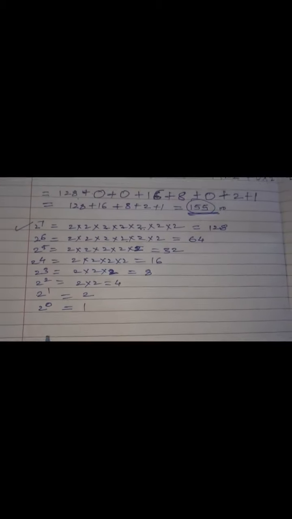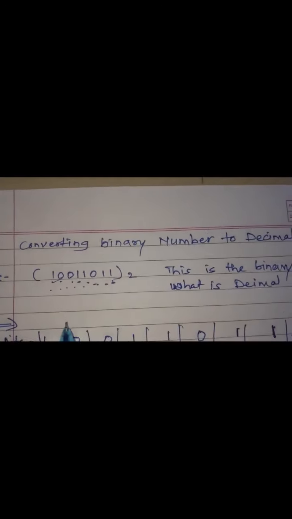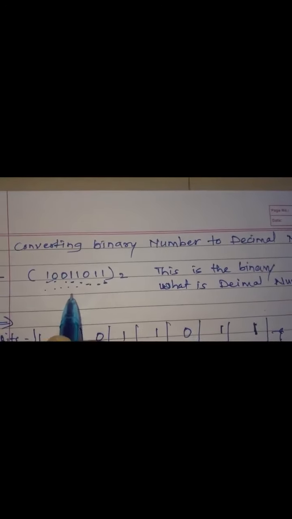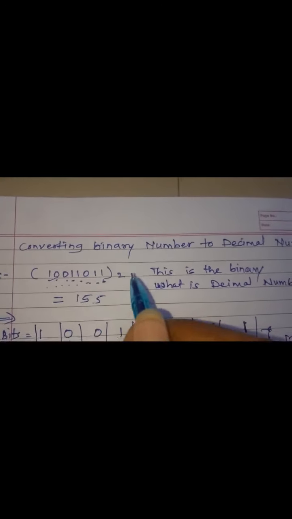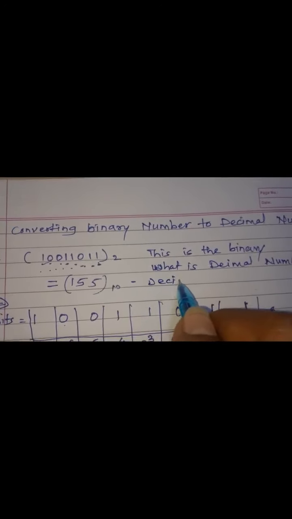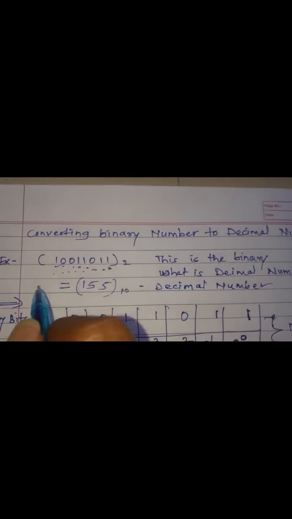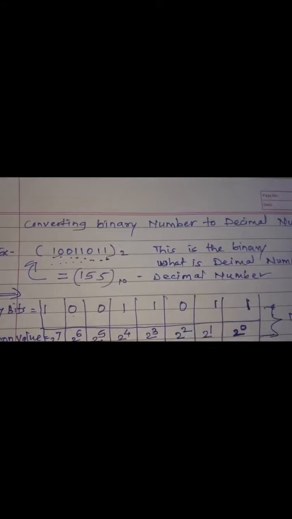Now how do we write this? This is our binary number, and its answer is 155. This is the decimal number of this binary number. This is called the conversion of the binary number system to the decimal number system.